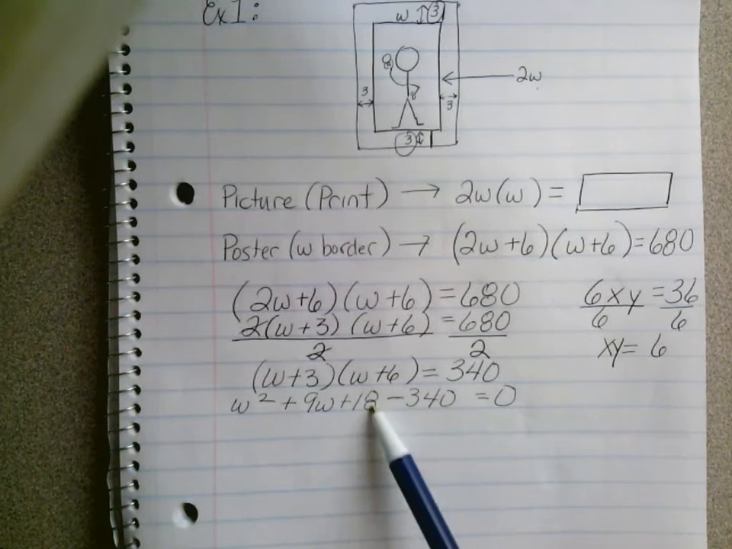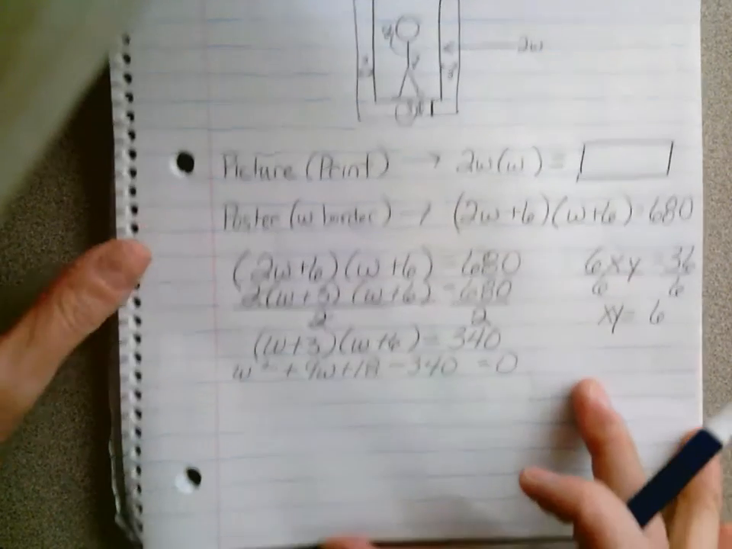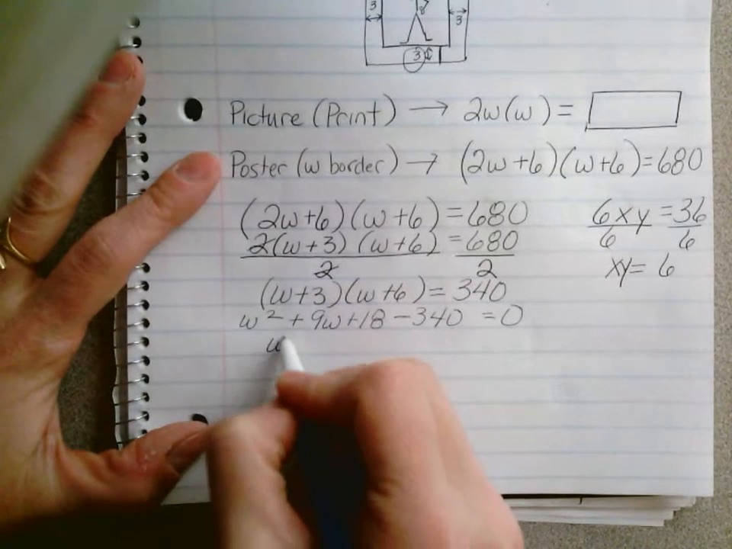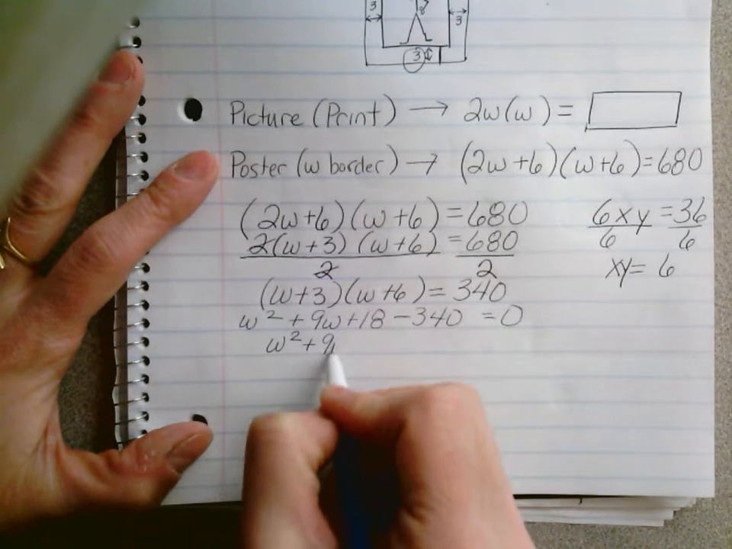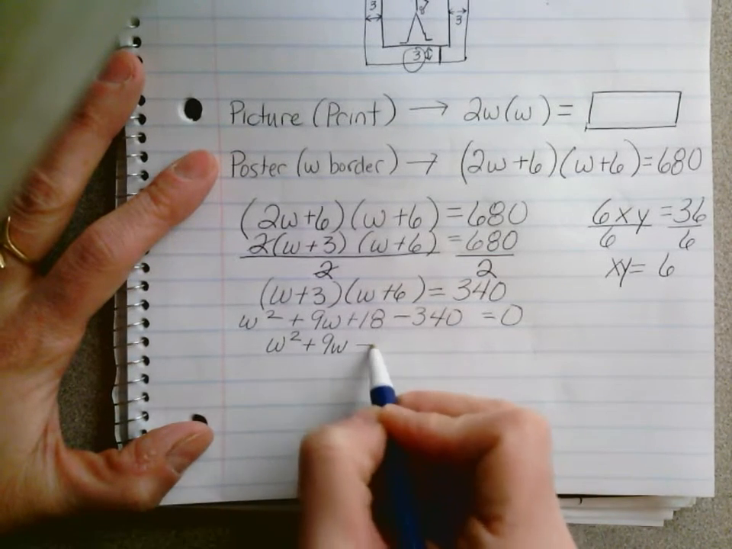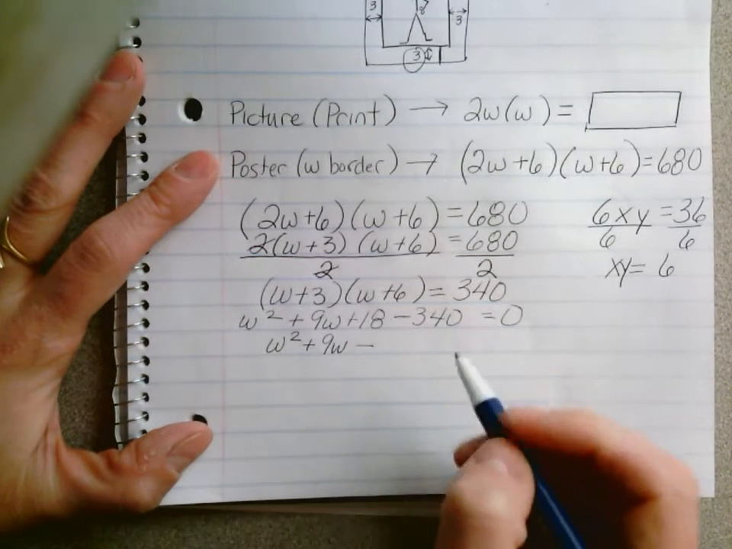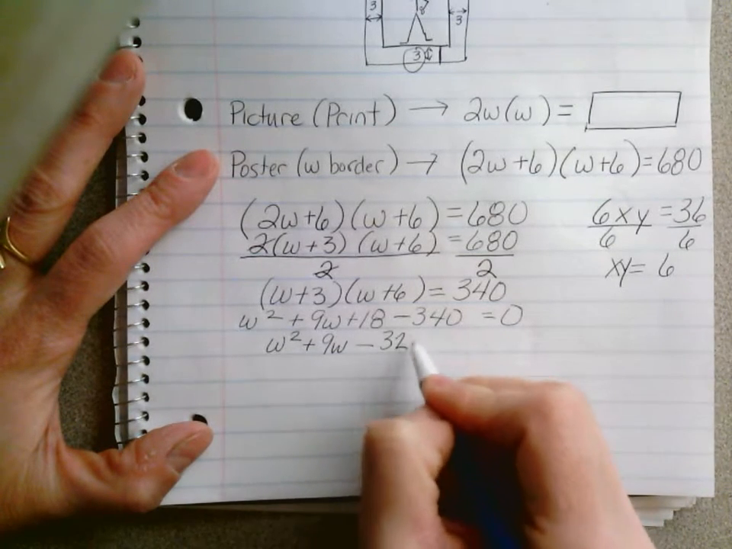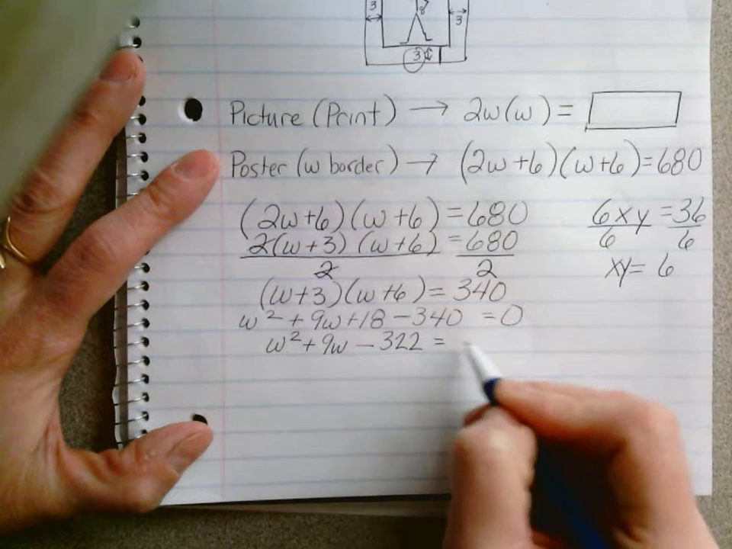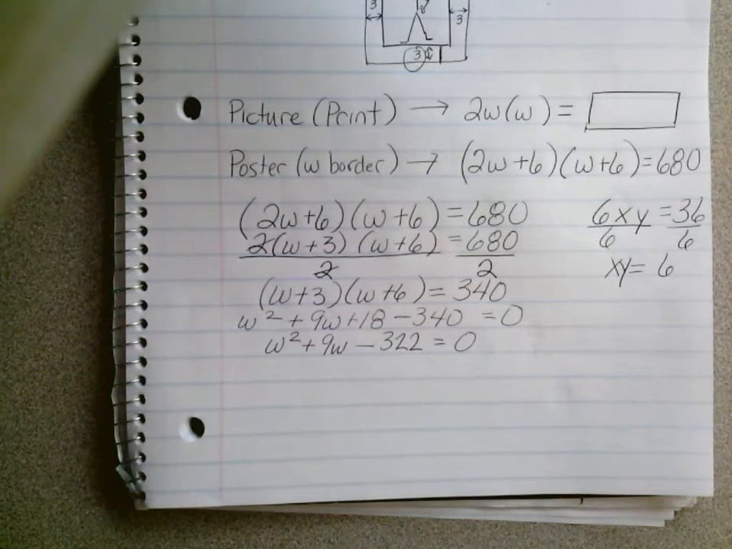Now when I combine these, and you could easily look up the numbers in the book, but I'll do it really quick. W squared added to 9w minus whatever the difference of 340 and 18 is, which is 322, equals 0. Holy cow. Anybody want to factor that mess? This is why calculators come in handy.